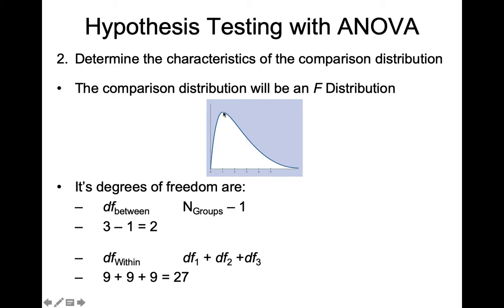So we will have a unique F distribution depending on our research question and our research design. There are many different F distributions. The exact shape of that F distribution, which is a sampling distribution, is determined by degrees of freedom between and degrees of freedom within. So again, there's not a single F distribution. You can think of having a family of F distributions.